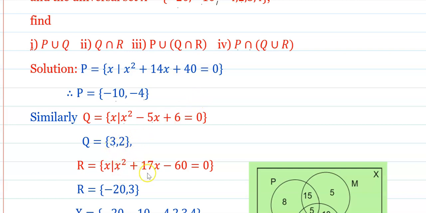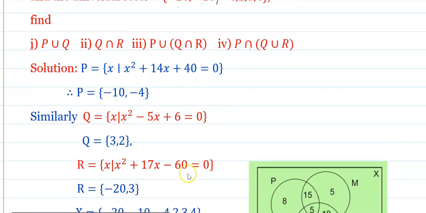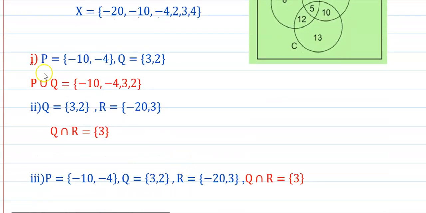Next is x square plus 17x minus 60. Then what are the factors? In first bracket x plus 20, in second bracket x minus 3. Then you will get minus 20 and 3. These are the elements of P, Q, R. What about the universal set? Minus 20, minus 10, minus 4, 2, 3, 4. Okay. This is the universal set. Now, our question.